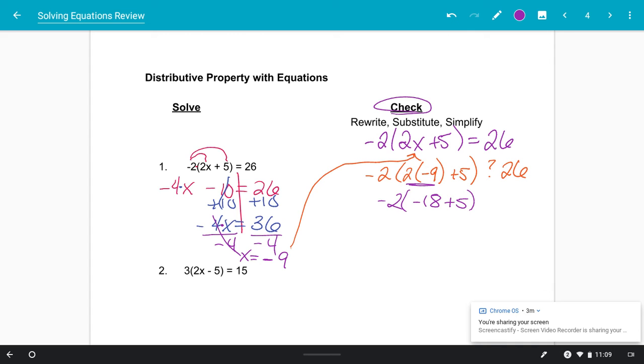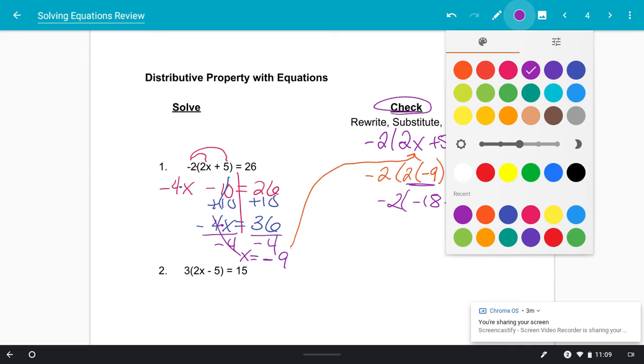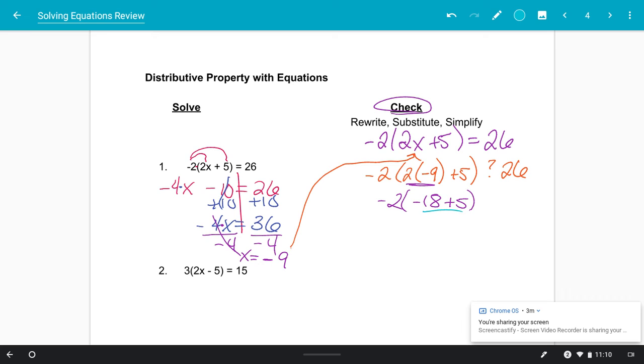Now we're not done simplifying within the parentheses. We still have that addition here. So -18 plus 5 giving us -13. And then that's going to get multiplied by a -2. So for our final step here, we just have this multiplication left. -2 times -13, negative times a negative, giving us a positive 26. And so 26 equals 26.